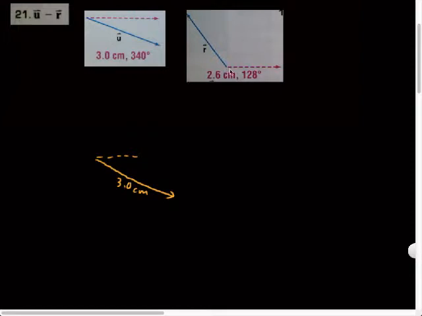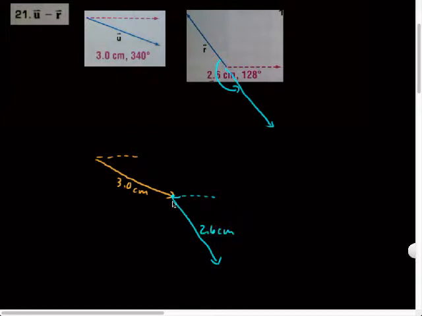To subtract vector r, we're going to add the opposite of it. It'll be in the opposite direction, 180 degrees apart from it. From the tip here, I'm going to mark a new horizontal to work off of. Instead of 128 degrees, I'm going to add 180 to that. That's 308 degrees roughly, so I would end up doing this 2.6 centimeters this way.